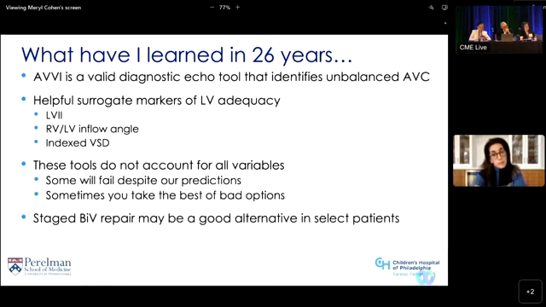A staged biventricular repair may be a good alternative for some patients, but it doesn't work in all, and there is still much more to learn.